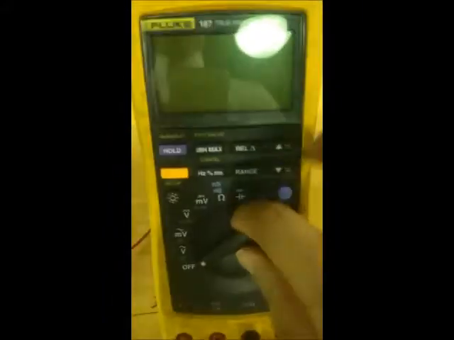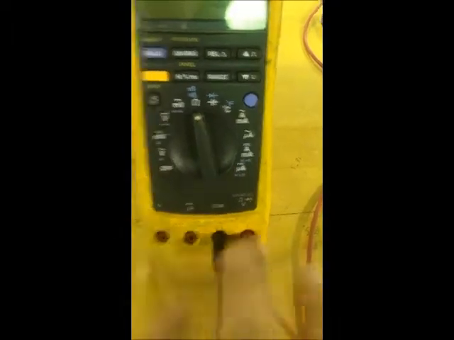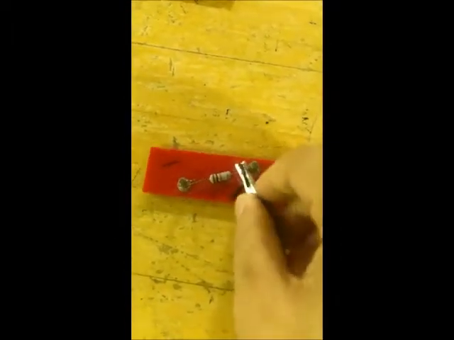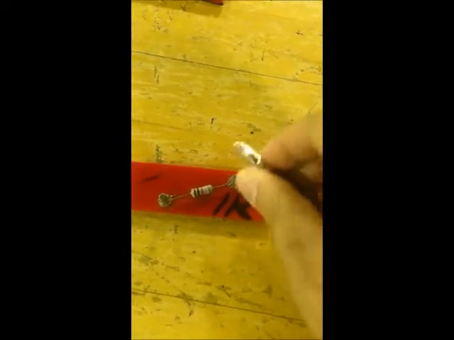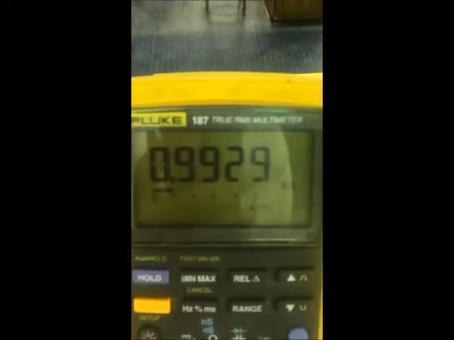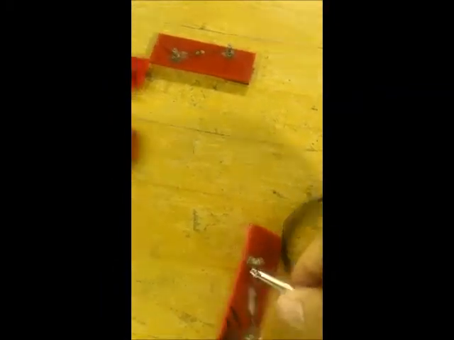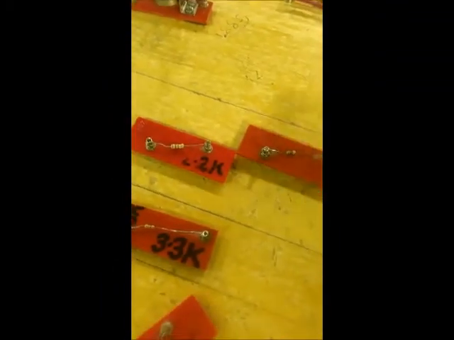Here is the 1 kilo ohm resistance. I put this one on ohms. I check that I'm connecting the common and the ohm. So here I measure the resistance. It's almost 1 kilo ohm resistance, so it's 0.992. Then I go to the other resistances, 2.2 and the 3.3.